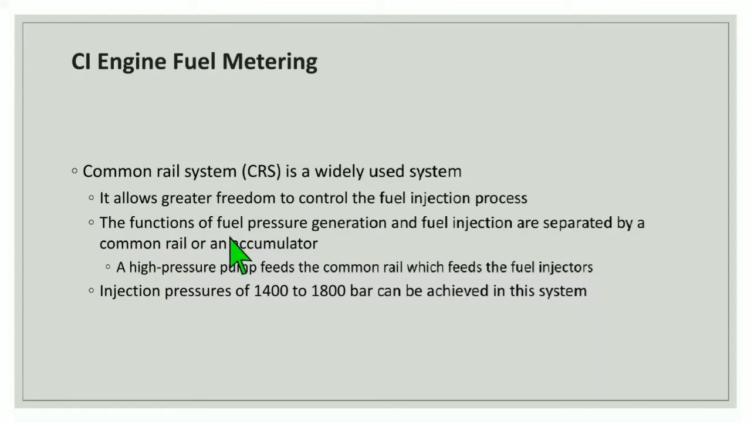The functions of fuel pressure generation and fuel injection are separated by a common rail or an accumulator. A high pressure pump feeds the common rail, which feeds the fuel injectors. Injection pressure of 1400 to 1800 bar can be achieved in this system.